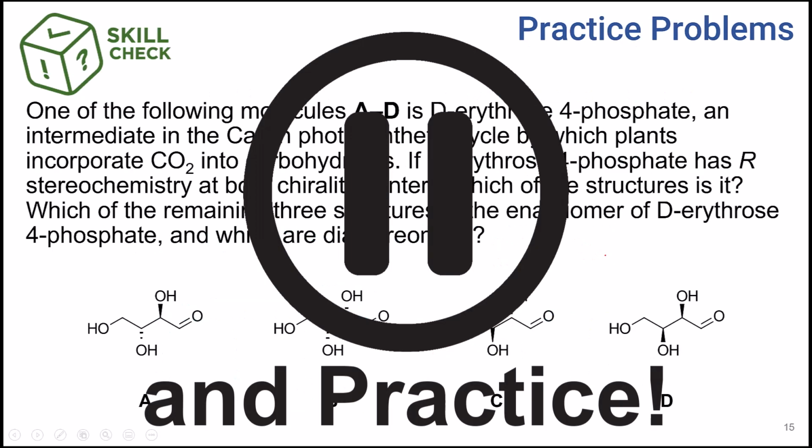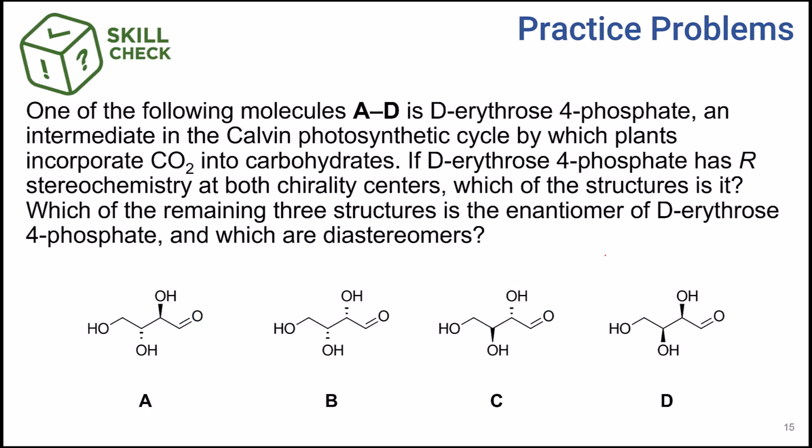All right, we have a practice problem here. One of the molecules below is D-erythrose 4-phosphate, which is an intermediate in the Calvin photosynthetic cycle that plants use to make CO2 into carbohydrates. If D-erythrose 4-phosphate has R stereochemistry at both chirality centers, which structure is it? Okay, so we've got to figure out which one is R on both. If I look at A, I'm going to rank this one here. There's an H that's not drawn, which is back. This is 1. I have a C to an O. This will be 2. This one is 3. If I draw my circle, that makes this one R.